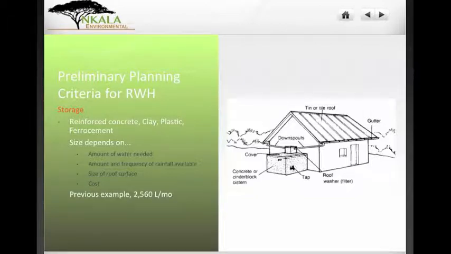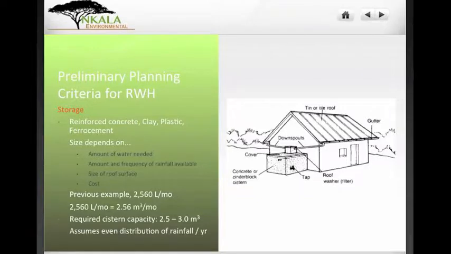Back to that previous example where we have 2,560 liters per month, assuming a steady distribution of rainfall. If I convert liters into cubic meters, that's 2.56 cubic meters per month. That is our required cistern capacity, because that will give us a 1 month supply of water, which is what we need to take us through the year. So that's how we would size our tank. It's based on the amount of available water that we can store in our area in a 1 month period of time. But again, that assumes an even distribution of rainfall.